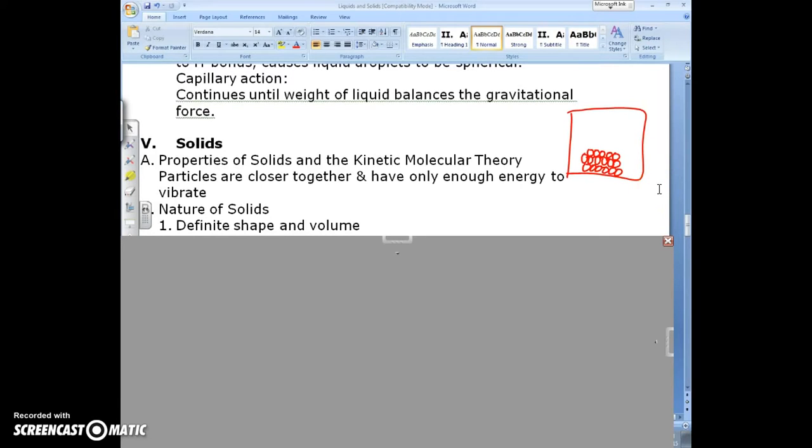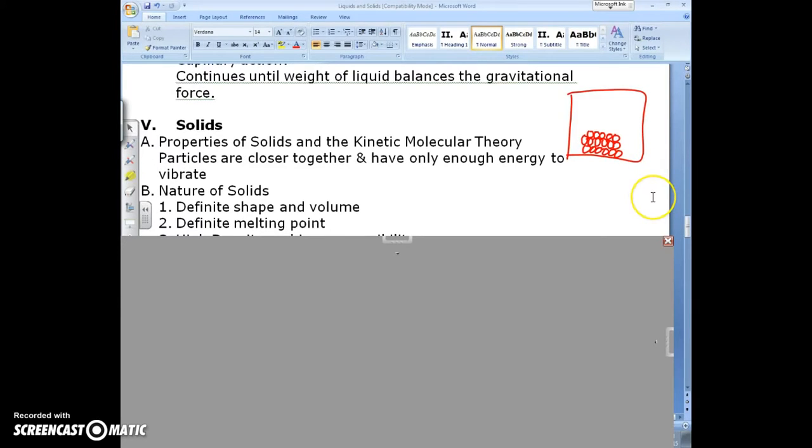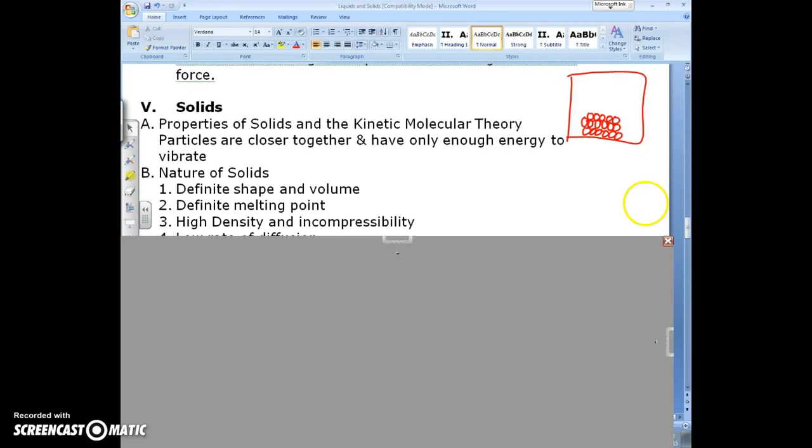Now, nature of solids. From your middle school definition, solids have definite shape and volume, so those particles aren't going to move around. They do have a definite melting point. When a solid reaches its melting point, it melts. It is not a range, it is a point on the scale. And we can use that for identification purposes. If we can figure out what temperature something melts at, we can figure out what that substance is.